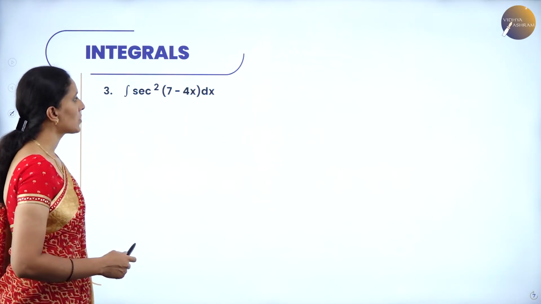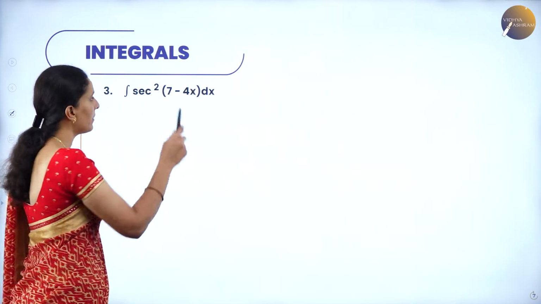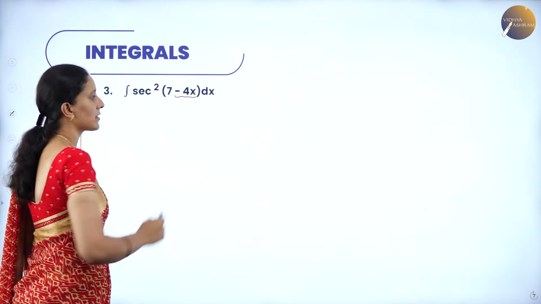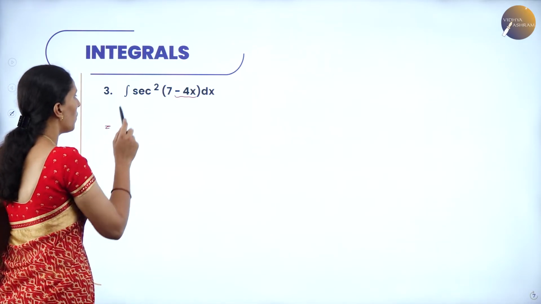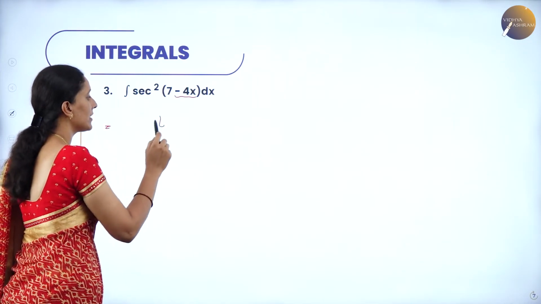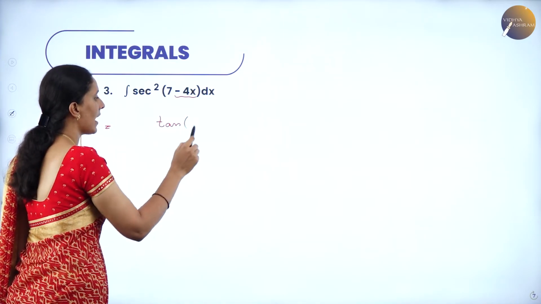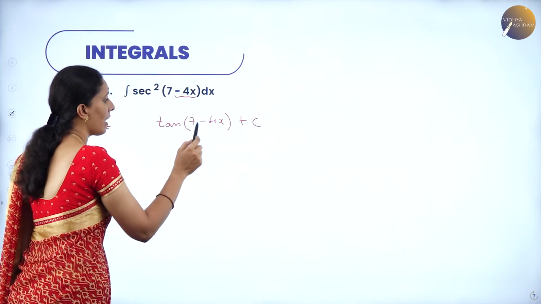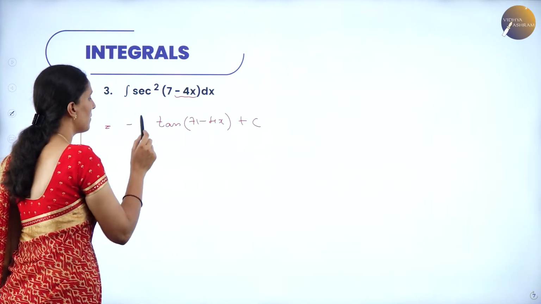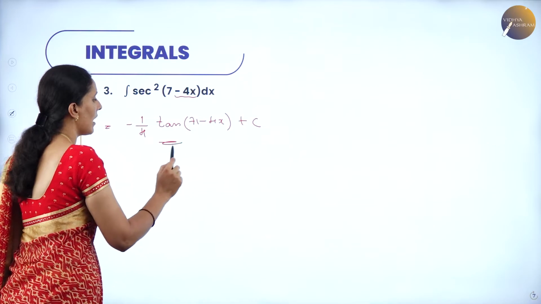Next, secant square 7 minus 4x. Remember, this is minus 4x, which means here the value of a is minus 4. So what is integral of secant square? It is tan x. So therefore it is tan 7 minus 4x plus c. But here the value of a is minus 4. It is minus 1 by 4 is the answer.